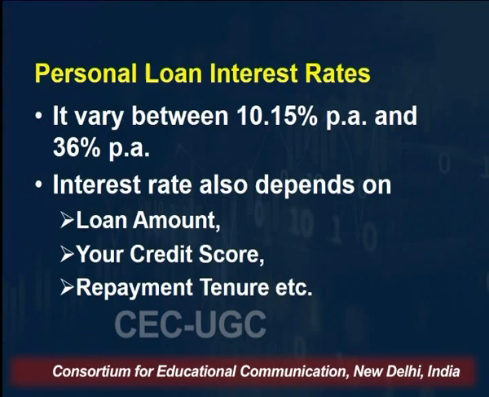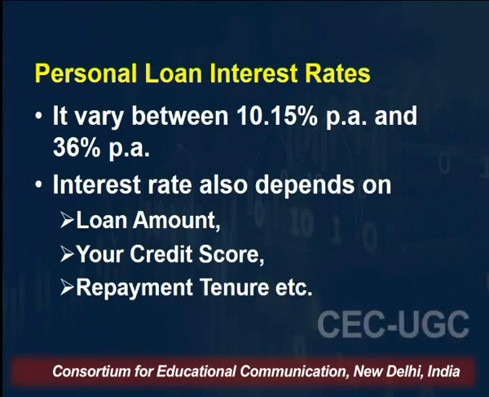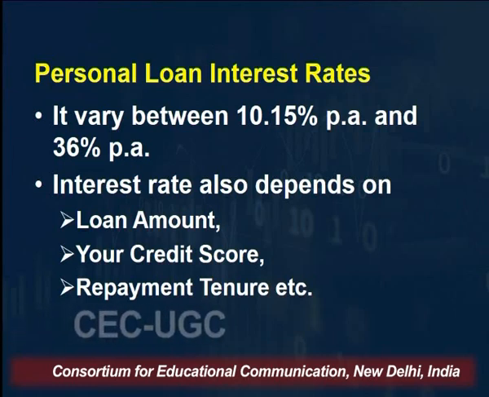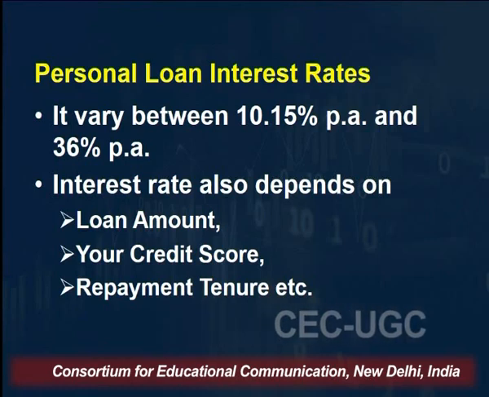And definitely, when you talk about the type of person who takes a personal loan, if the person is in a private job or a stable job, the interest rate, the amount, the tenure, etc. will be different. The interest rate and the repayment duration differ from 10.5% to 36% per annum. The interest rate also depends upon the total amount of loan you're taking, your credit scores and the repayment tenure, etc.